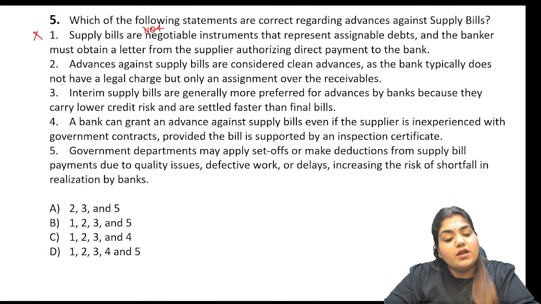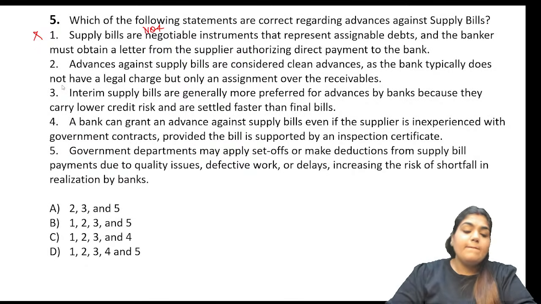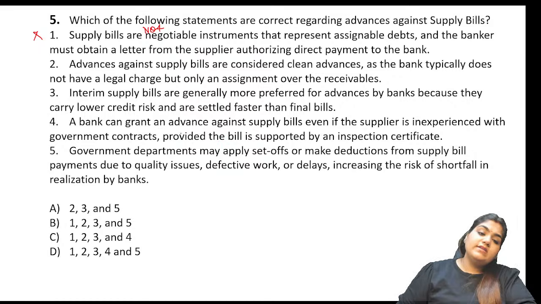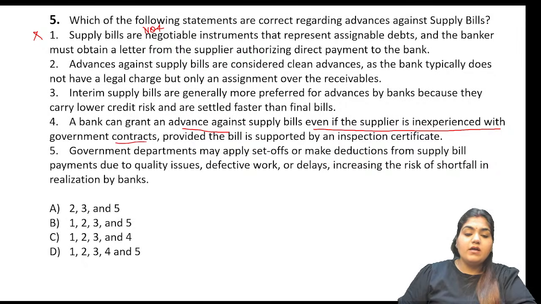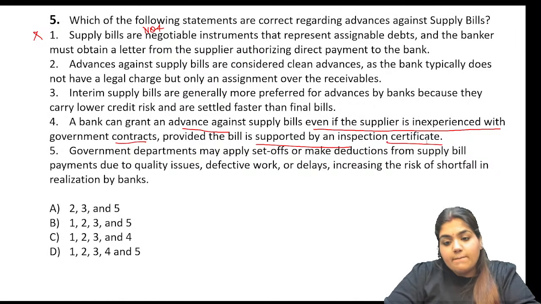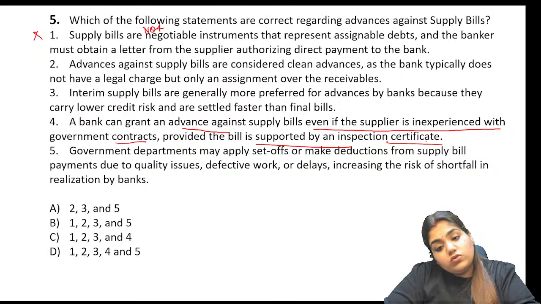2 and 3 are correct. The 4th is again incorrect. The bank can grant an advance against the supply bill even if the supplier is inexperienced with the government contract, provided the bill is supported by an inspection certificate. Banks will not grant advances to a person who is not experienced.